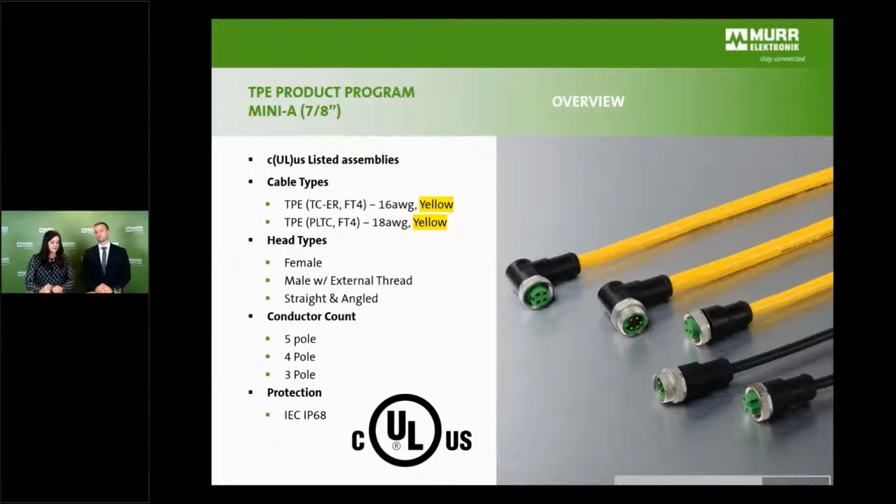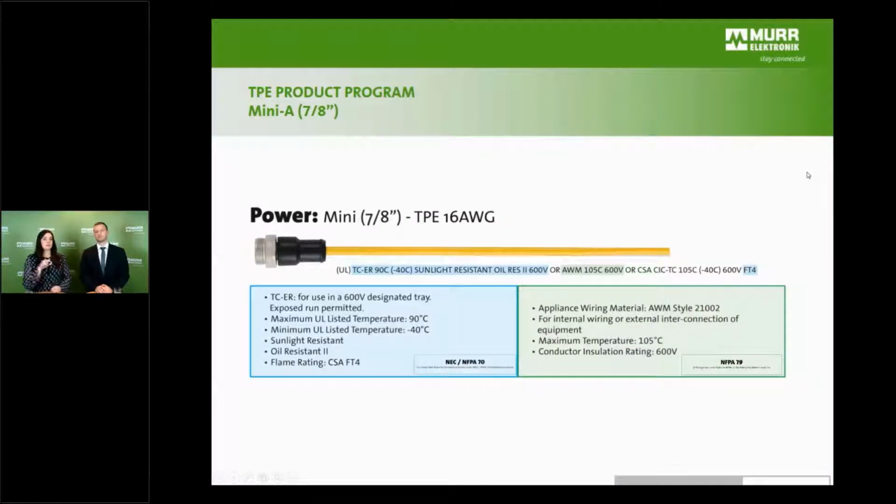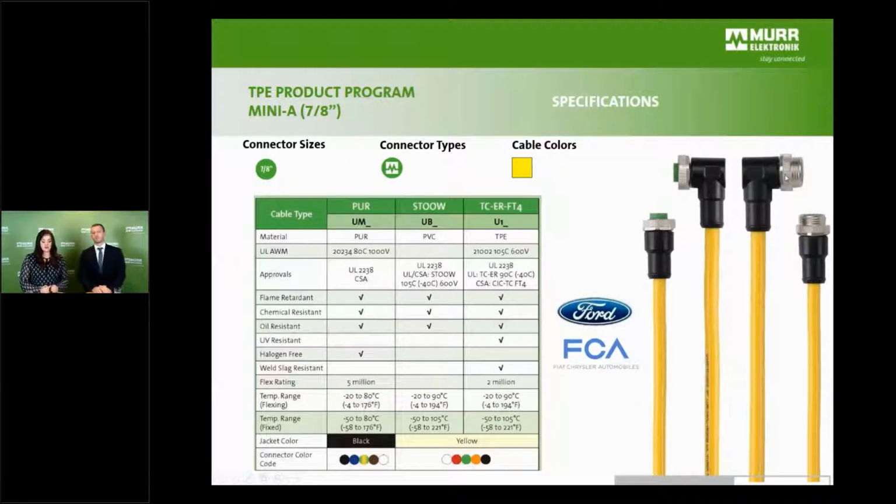On the next slide, we have a cable qualities overview and what all the printing on the cable means. For the 7/8 Mini, you can see the TC-ER rating. It's a good rating, one of the highest. So you have a tray cable for up to 600-volt trays, and you have the exposed run rating on the cable. So you can do a lot with this cable. Very nice, good.